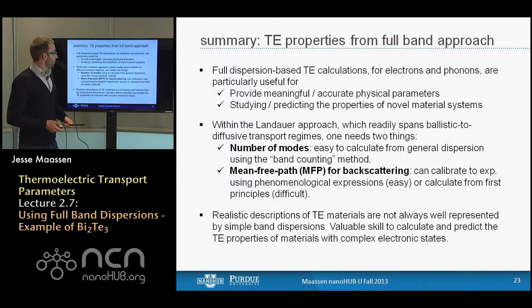Realistic descriptions of TE materials are not always well represented by simple band dispersions, so it can be a valuable skill to know how to calculate and predict the TE properties of materials that have complex electronic states, which actually turns out to be many thermoelectric materials. If I think of lead telluride, bismuth telluride, these are cases where you see that the parabolic band has to be used with caution.